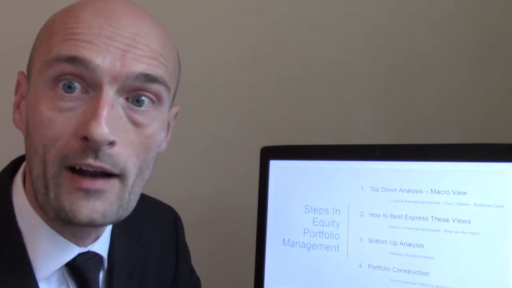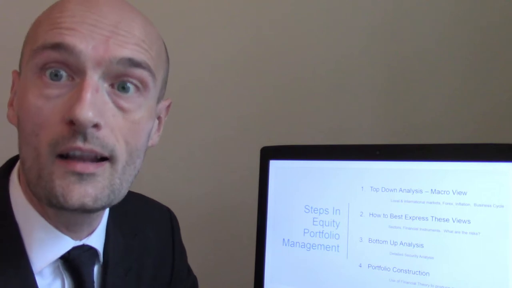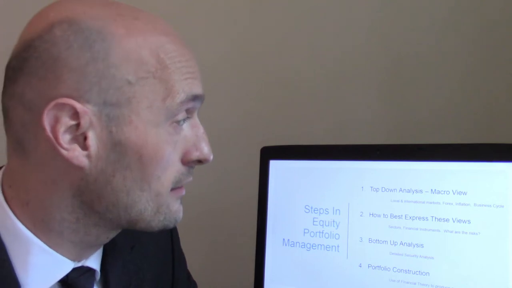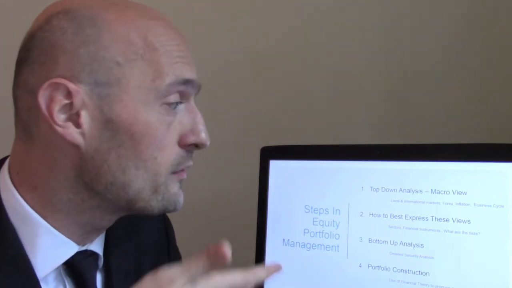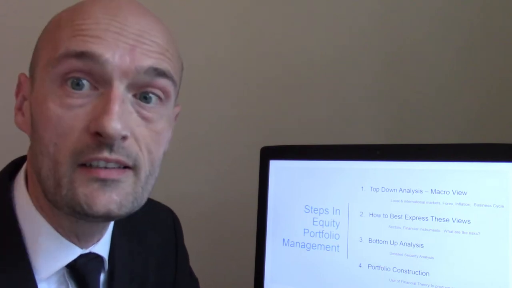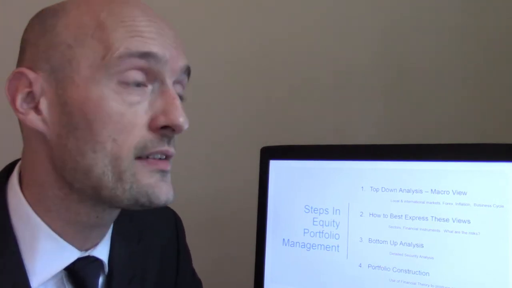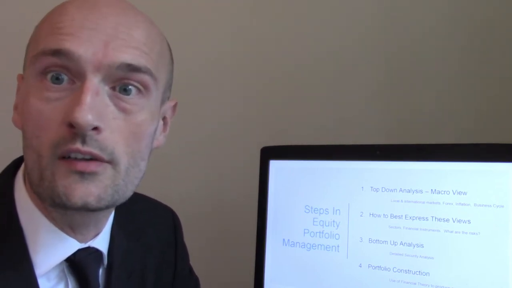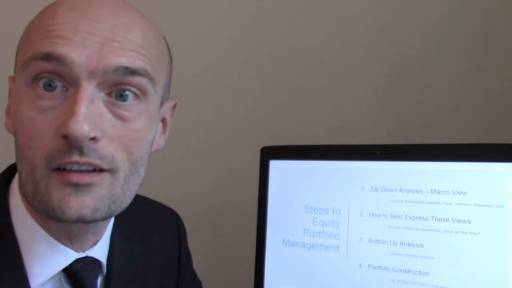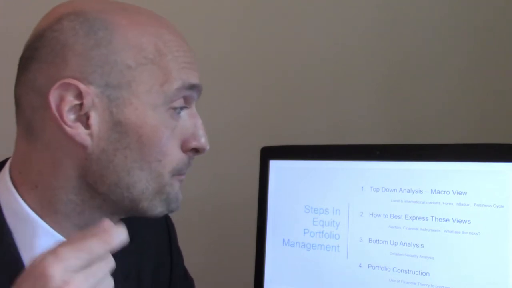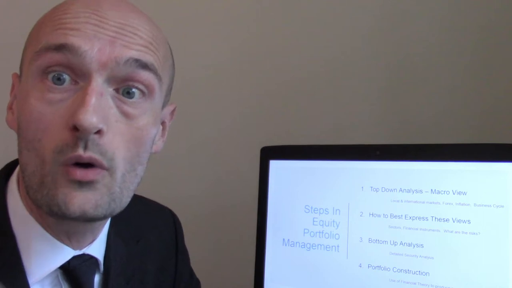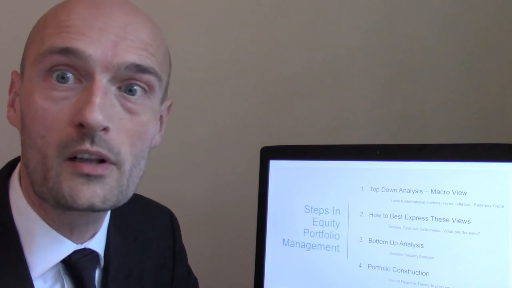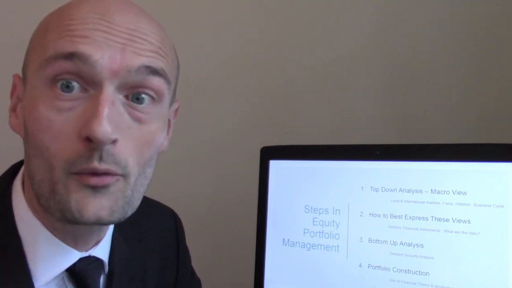So step one was this macro point of view where you work out where we are. And then you say, if I'm right about that, then the best thing to do is, and that's the next step. So then we move to bottom-up analysis, which is really detailed security analysis. For example, with something like the coronavirus, you've decided that you want to invest in healthcare because that's going to be the big thing going forward. You then need to say, how do I do it? Do I want to invest in drugstores like CVS? Do I want to invest in hospitals? Do I want to invest in drug companies, or whatever it might be?